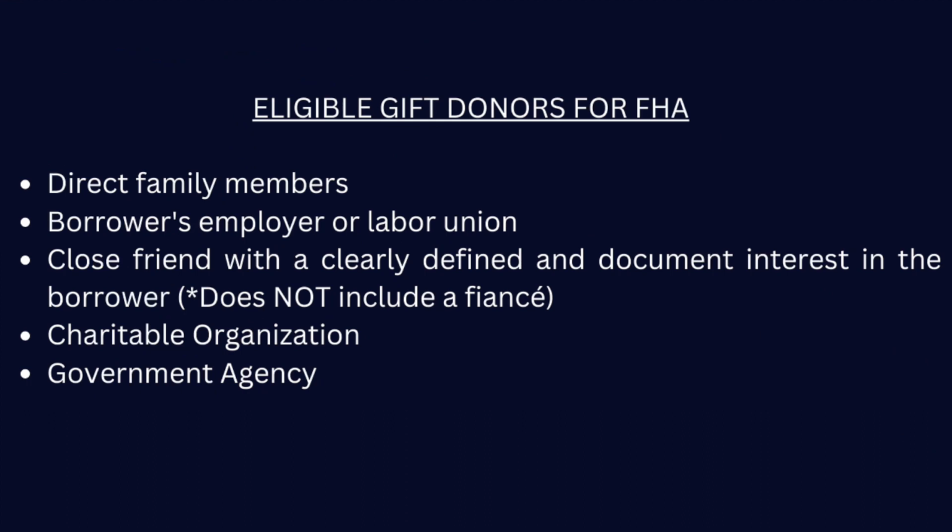Diving into FHA. FHA loans have a little bit more strict guidelines when it comes to gift funds, but who can give it is basically the same. Here's a list of eligible donors for FHA. It includes anyone from the borrower's family, the borrower's employer or labor union, a close friend with a clearly defined and documented interest in the borrower, and a charitable organization. One thing to note, it does not include fiancé. So fiancés are not eligible gift donors for FHA. That's something that I've run into a few times, and it always gets kicked back from FHA.